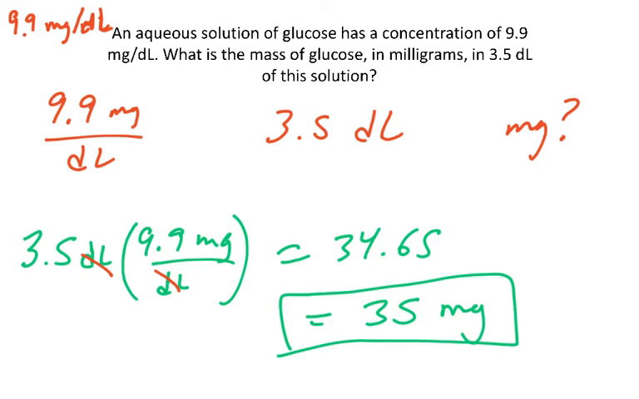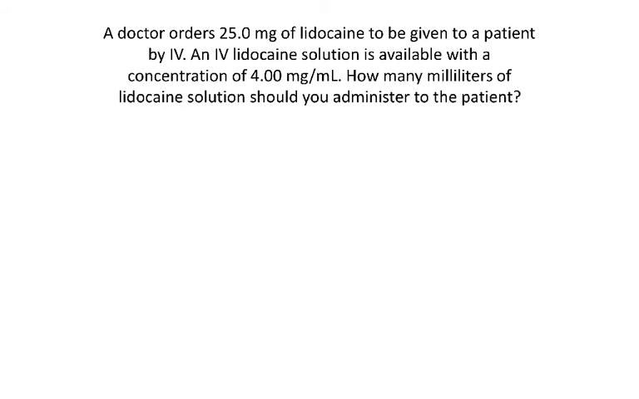Since you can pause it and think about this more, or take the time you need. I want to get through another one. And again, you can pause it before I start working and see if you can do it on your own. Here's another one. So a doctor orders 25 milligrams of lidocaine to be given to your patient by an IV. The IV lidocaine solution available has a concentration of 4.00 milligrams per milliliter. How many milliliters of lidocaine solution should you administer to your patient?